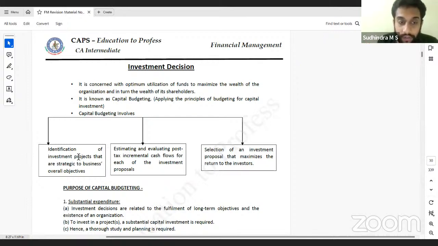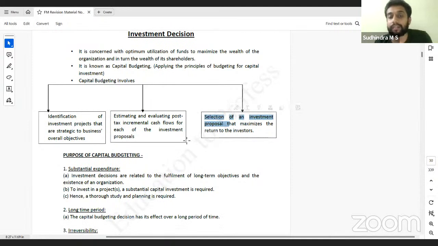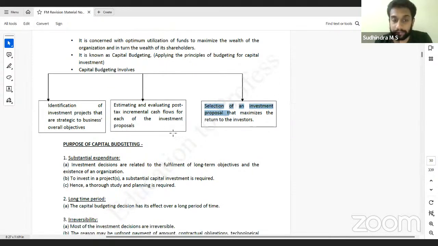So identification of investment projects that are strategic to the business's overall objectives, estimating and evaluating post-tax incremental cash flow for each of the proposals. So which is having the highest cash flow, we will go with that. Selection of investment proposal that maximizes the returns to investors, right?